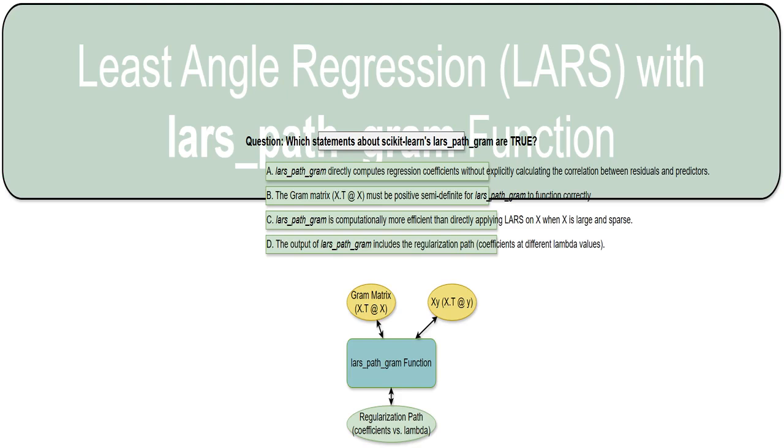Least angle regression, LARS, is a clever algorithm to find the best linear model for your data. It adds variables step by step, focusing on those most correlated with the remaining unexplained data. The lars_path_gram function uses this approach, but rather than working directly with your data, it uses the gram matrix, XᵀX, as a shortcut. This makes it particularly efficient for large datasets.